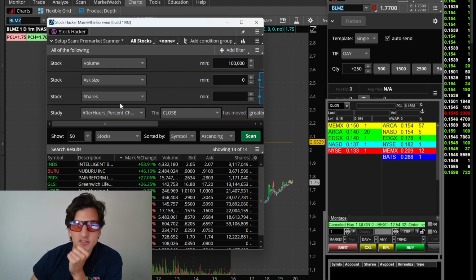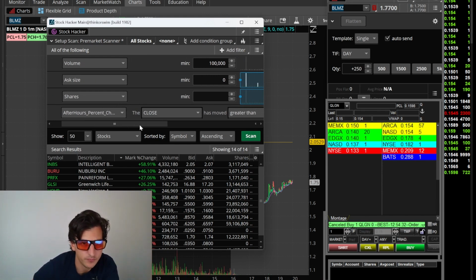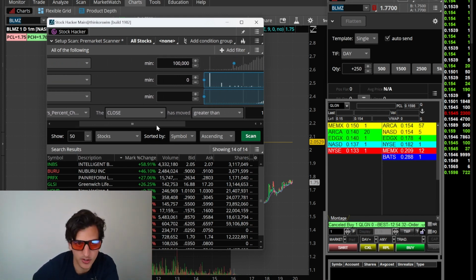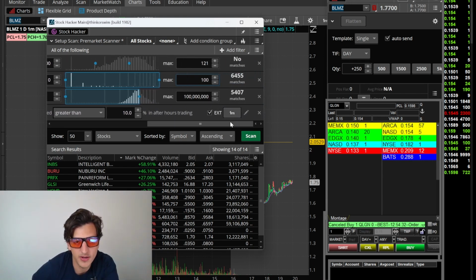And next is going to be shares. So this is shares outstanding. Shares outstanding. It's pretty much shares on the market. But this isn't float. Float is a little bit different. So shares outstanding doesn't include insider ownership and corporate institutional ownership.